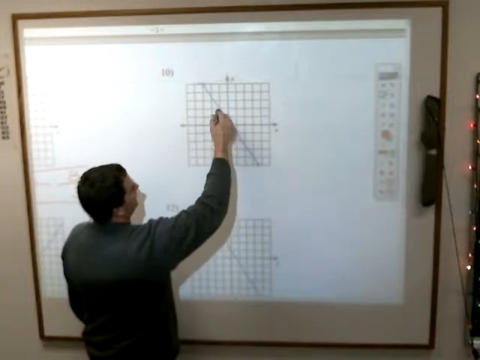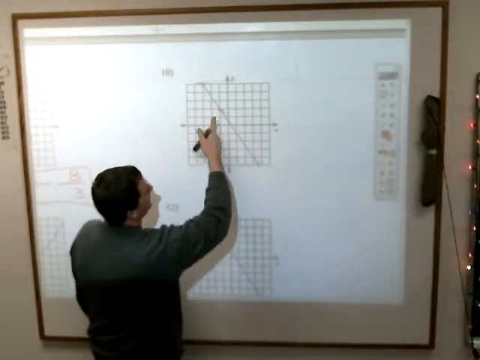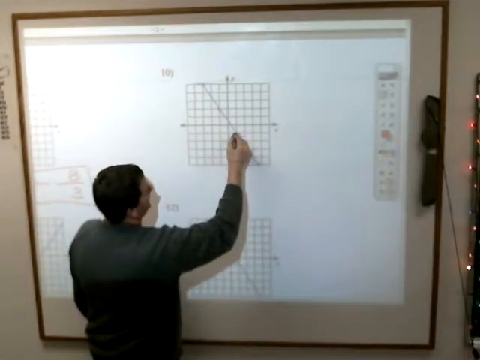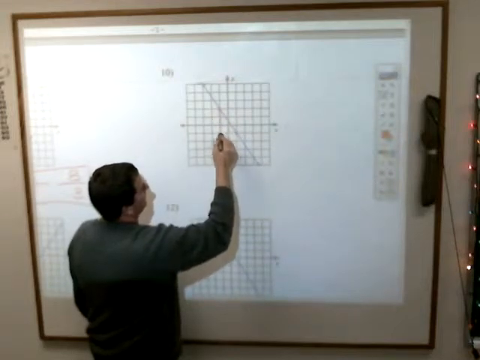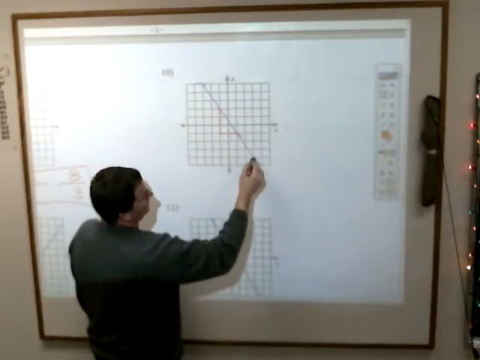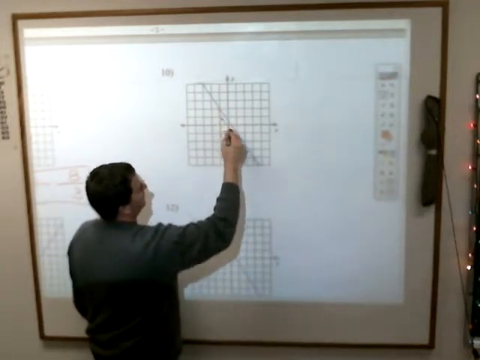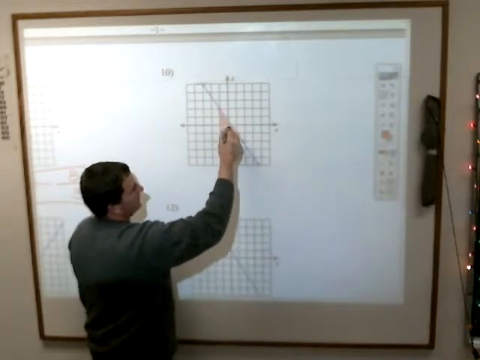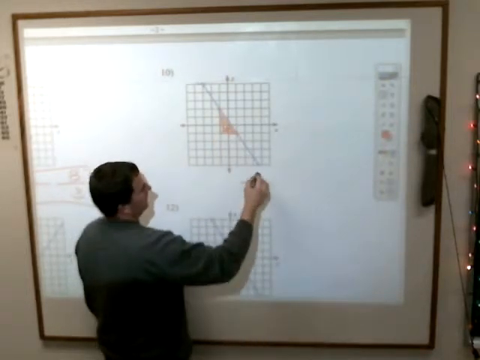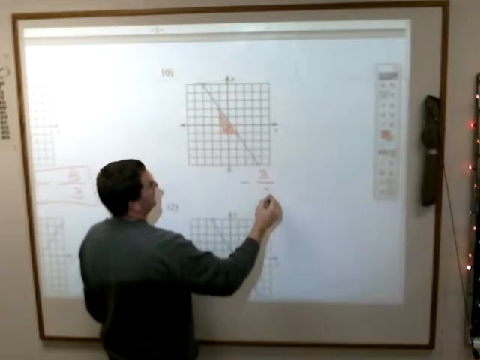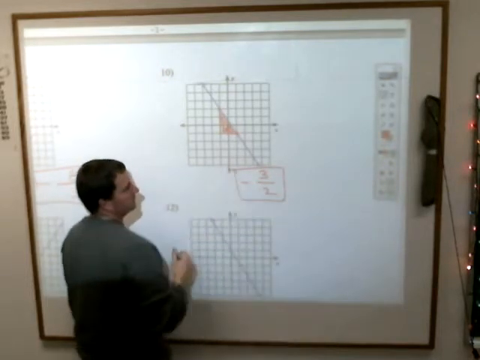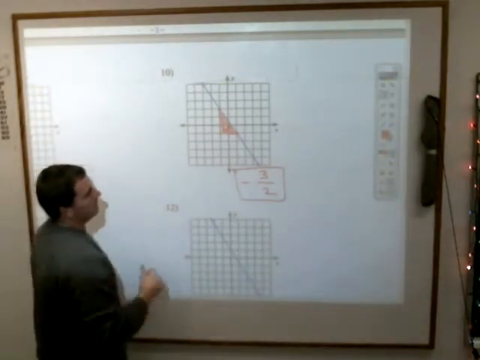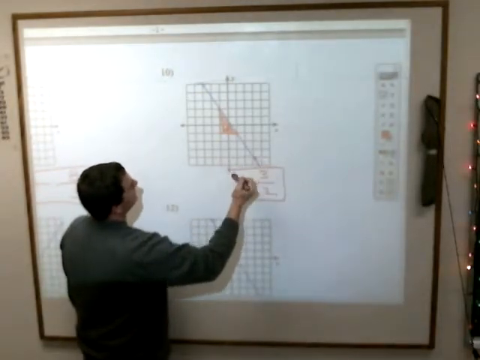Looking for a point, right here it crosses, and going down the line, right here it crosses. So my triangle is going to look like this. You could use a bigger one. I could have used this one and made a bigger one, but it'll still reduce to the same thing. It's a negative slope. The triangle is 3 high, and it is 2 wide. -3/2.